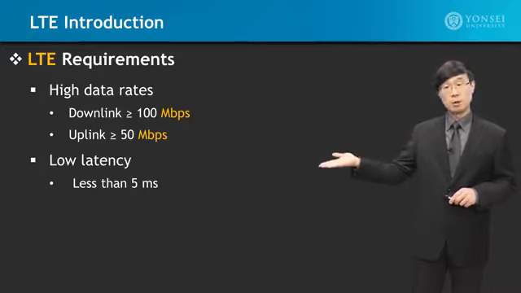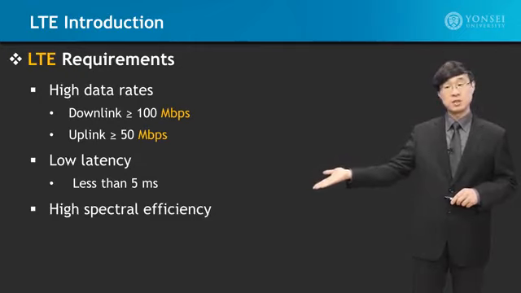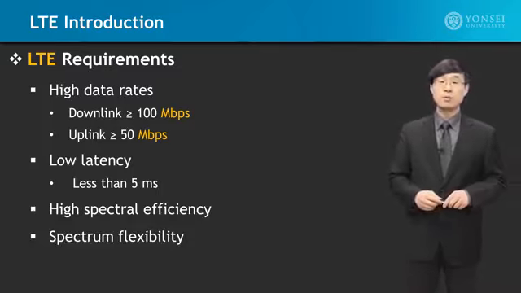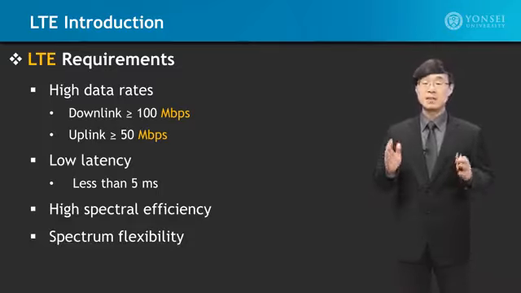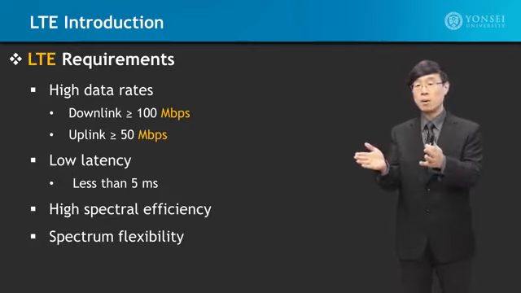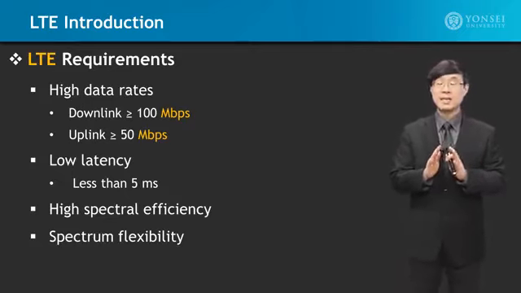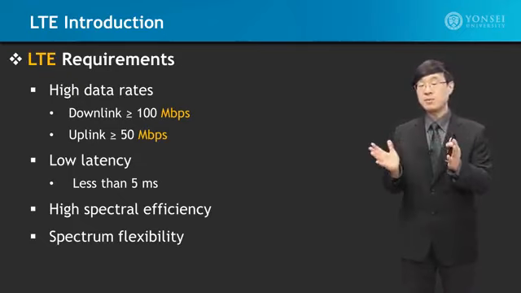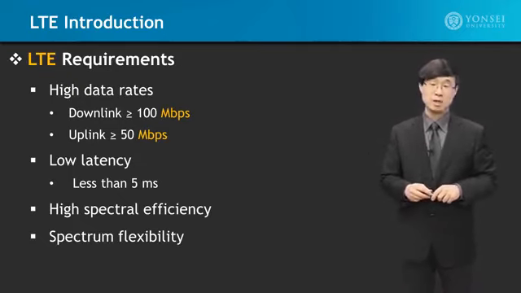It has to have low latency, less than 5 milliseconds, and high spectral efficiency. In addition, spectrum flexibility, meaning that given the bandwidth that is given to you, based on the users that need more, some users need less, you can dynamically and adaptively adjust how much you support to the individual users.